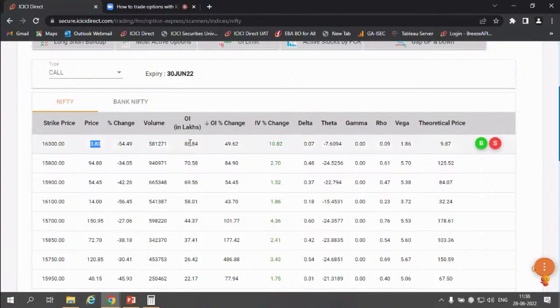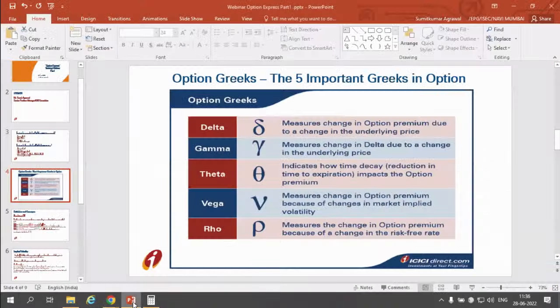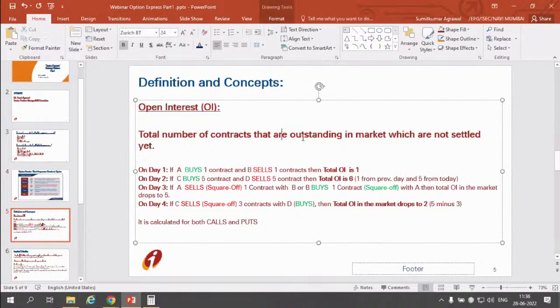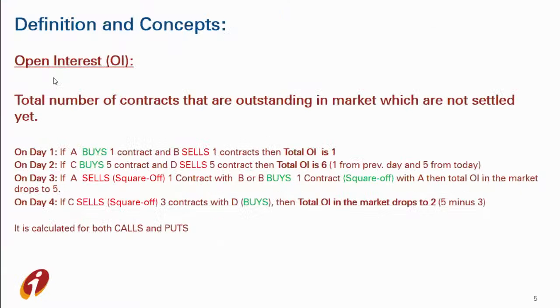Second is identifying based on open interest. So what is open interest? I have created a quick slide over here just to give you an understanding of what open interest is and how it is calculated. Open interest is nothing but the total number of contracts that are outstanding in the market, which are not settled yet. Outstanding contracts means the contracts that are open in the market, which are not squared off.